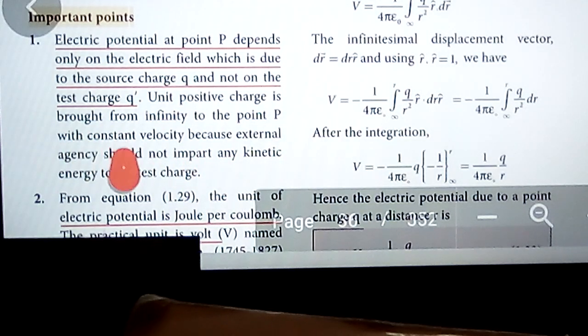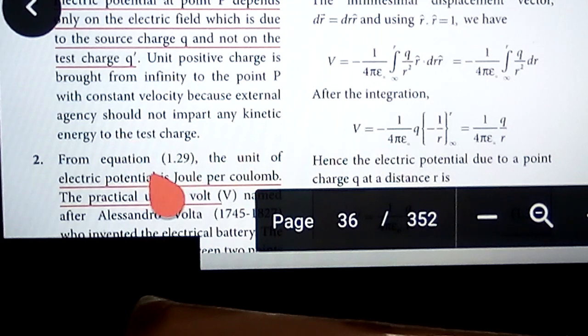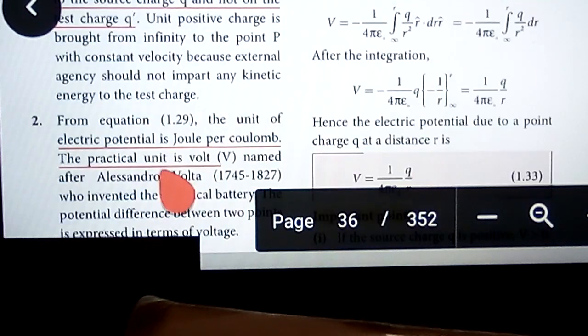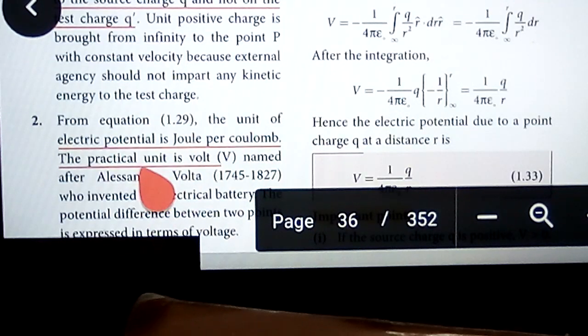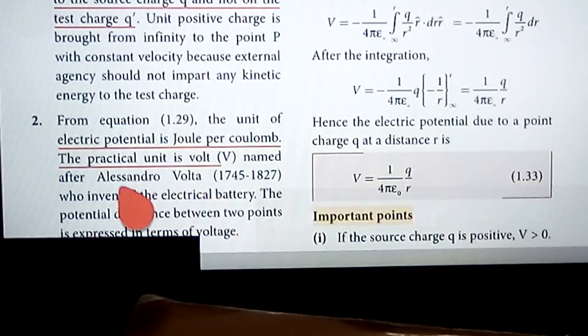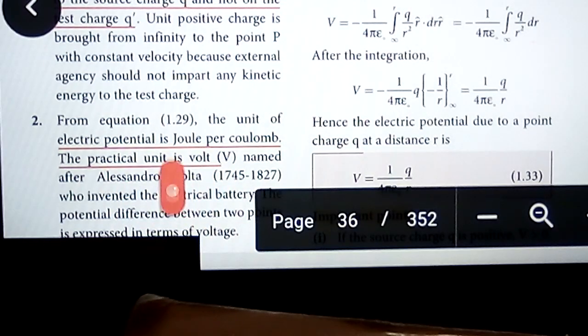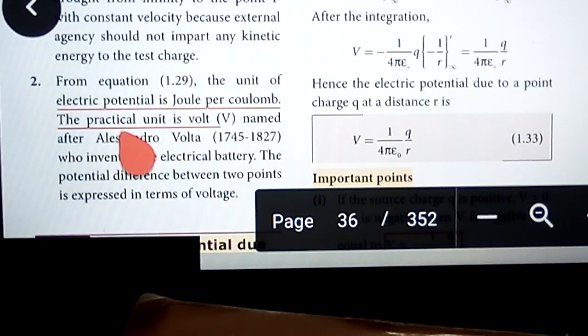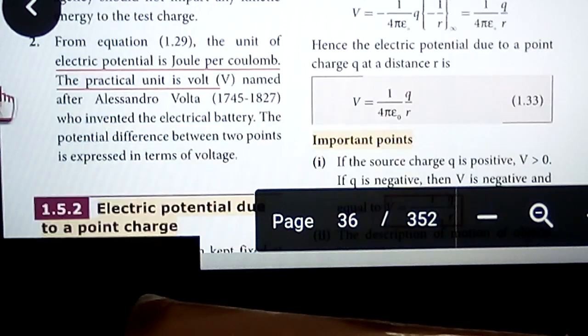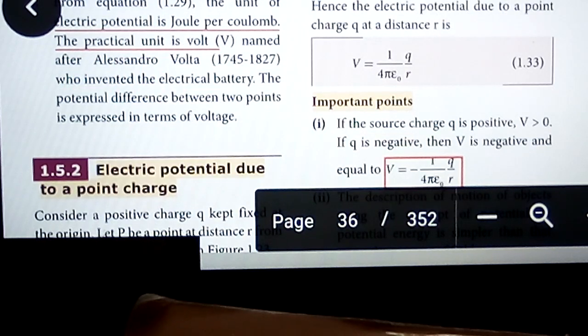And from the equation 1.29, the unit of electric potential is joule per coulomb, but the practical unit is volt, which is named after the scientist Alessandro Volta, who invented the electrical battery. Now the potential difference between 2 points is expressed in terms of voltage. So these are the two important points that we should consider in this topic.